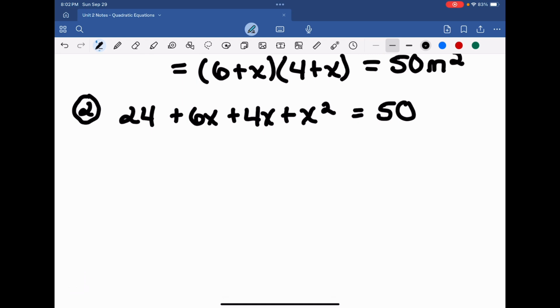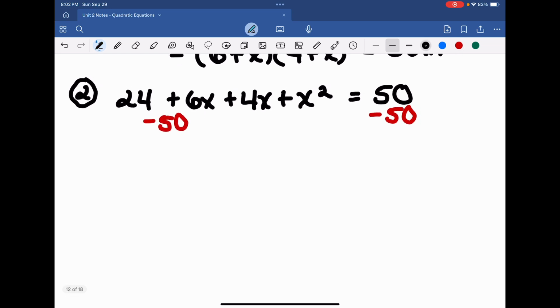Now, I want to keep the x squared positive, so I'm actually going to subtract the 50 from both sides, bringing it over to the left, and I'm going to rewrite this in terms of the quadratic equation in descending order. X squared plus 6 plus 4 is 10x, and then 24 minus 50, that's going to give us negative 26. This is all equal to 0 once we've brought it across.